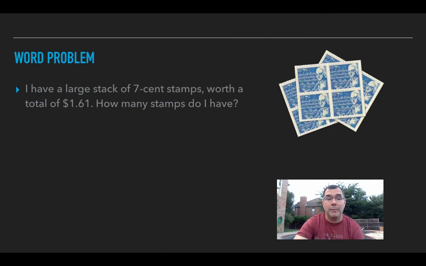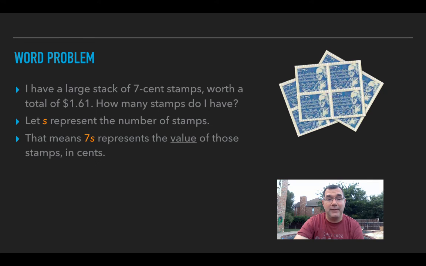So here's a word problem. I have a large stack of 7-cent stamps, and they are worth a total of $1.61. How many stamps do I have? Well, I'm going to let s represent the number of stamps that I have. So 7 cents per stamp times the number of stamps would be 161 cents. So that's how I write it.